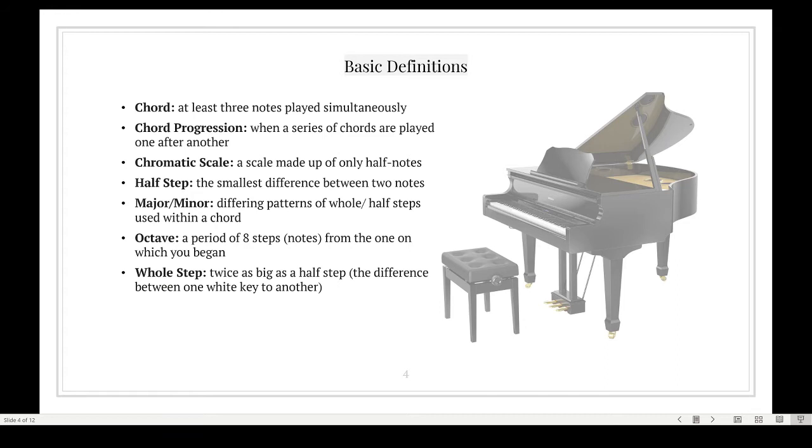Major and minor chords are differing patterns of whole and half steps used within a chord. An octave is a period of 8 steps or notes from the one on which you began. A whole step is twice as big as the half step and is usually just the difference between one white key to another.